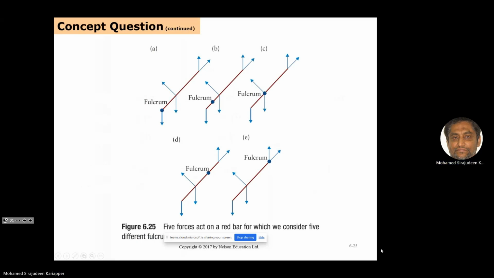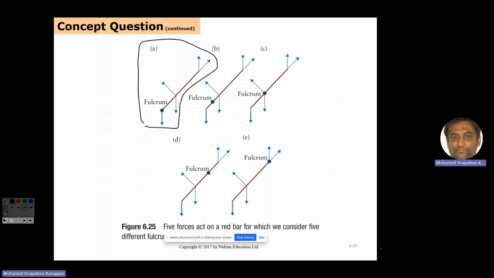I will take this A and I will analyze this for you. And after that, you should be able to check the others on your own, hopefully. So let's see. The fulcrum, where you want to take the torque, where the rotation axis or pivot point is, is changing in different configurations. But the location of the force, there are 5 forces acting in all of them at the same location and the same orientation.